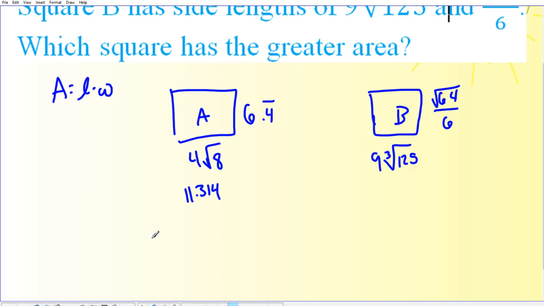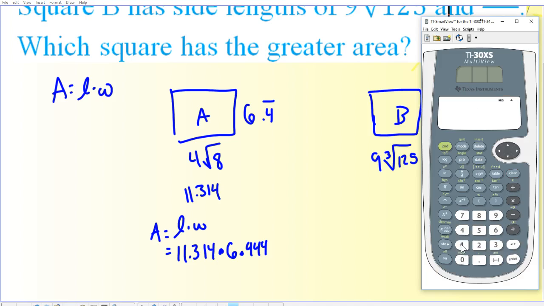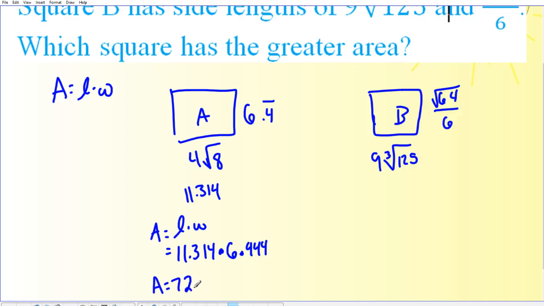So if I multiply them together, area equals length times width, 11.314 times 6. I'll throw a couple decimals in there, 6.444. What does that give me? 11.314 times 6.444 equals, my area is 72.907. So I know the area of square A.